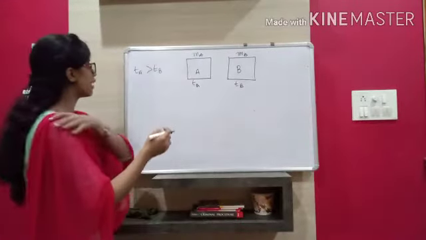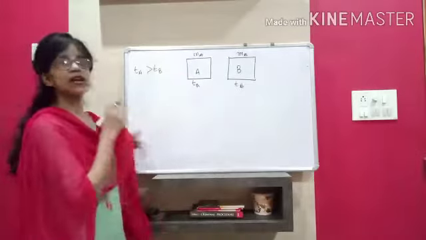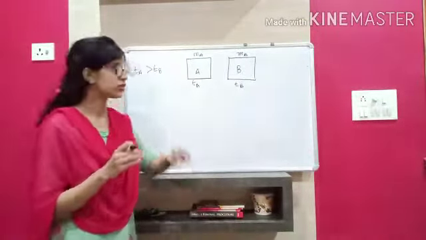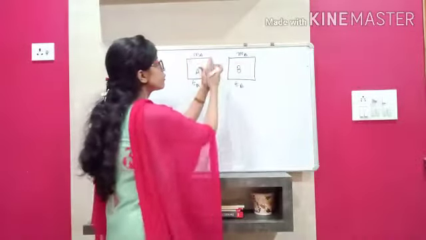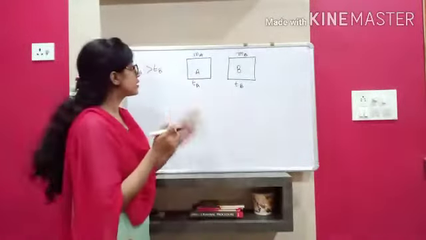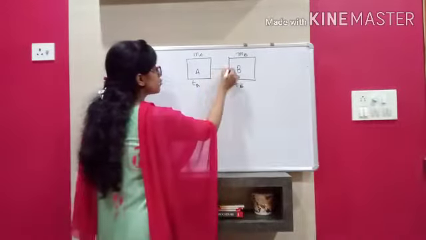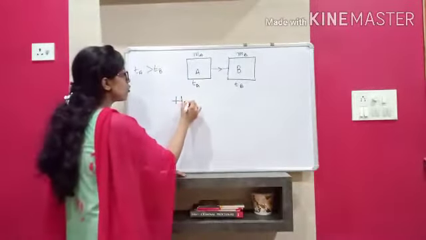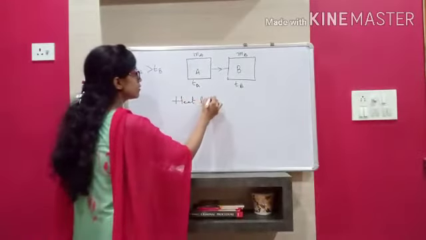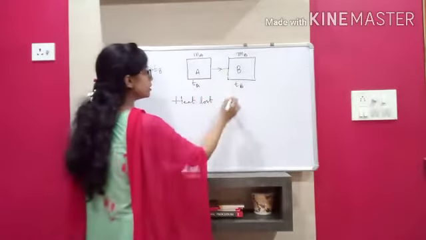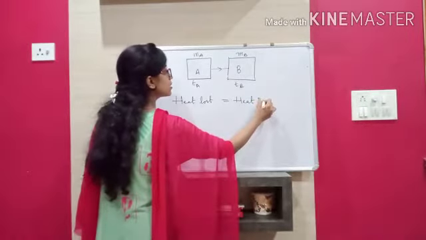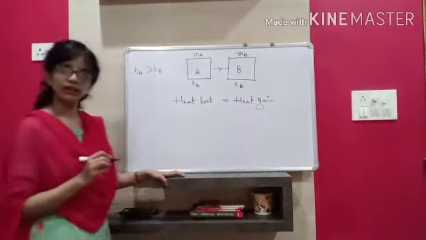Since body A is at high temperature and body B is at low temperature, if we bring them in contact, the heat will flow from body A to body B, correct? That means heat lost by body A, because heat is flowing from A to B, should be equal to heat gained by body B. Is it correct? This is the principle of calorimetry.